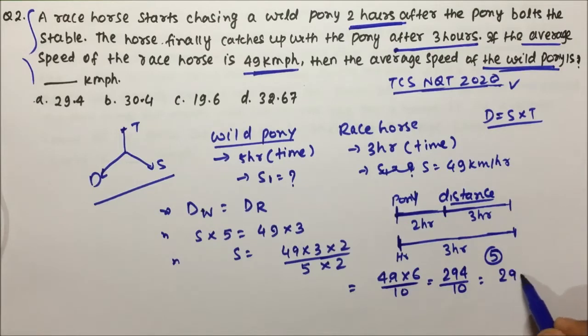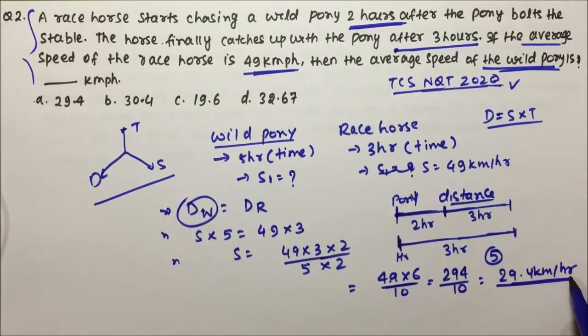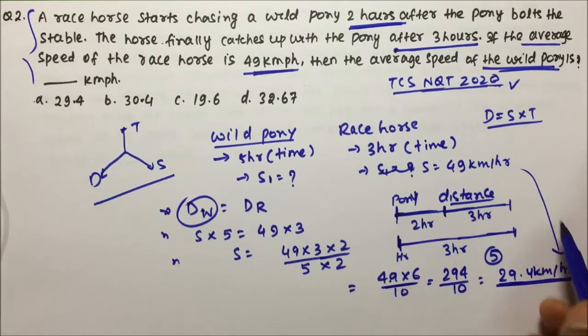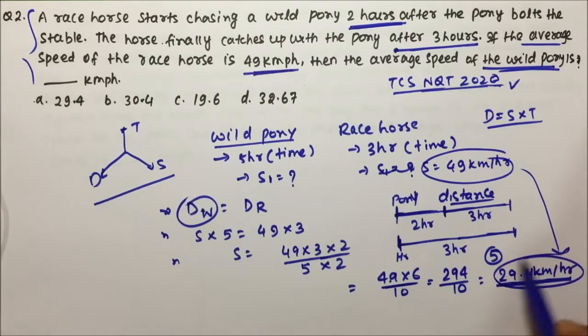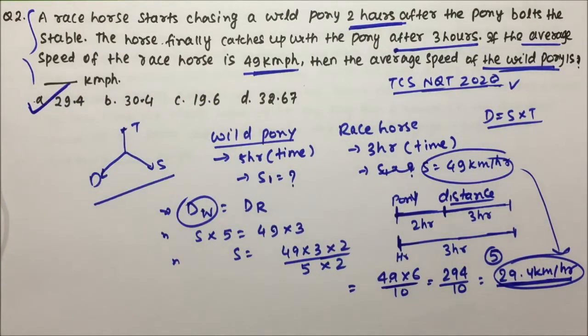So 29.4 kilometer per hour will be the speed of the wild pony, and that is the only reason the racehorse is able to catch him, because the racehorse speed is more and the wild pony speed is less. So option number A is the correct answer for question number 2, and it was an easy problem.